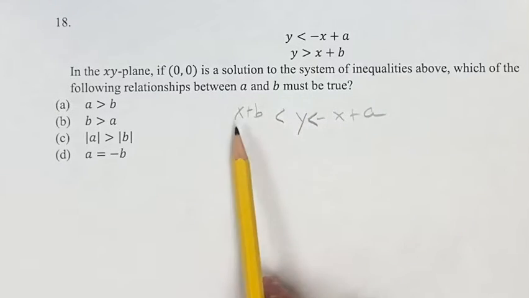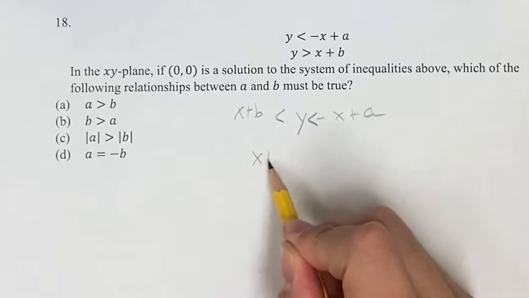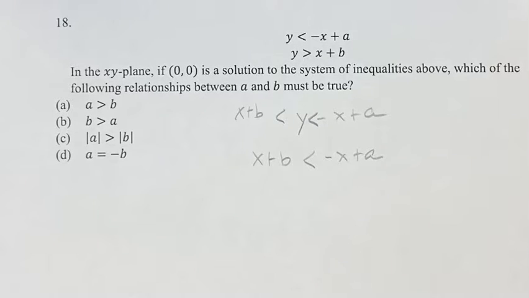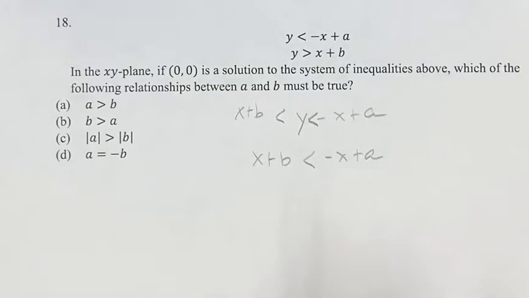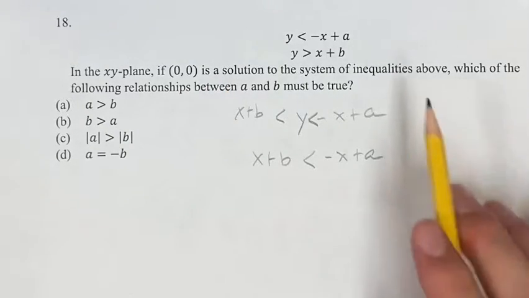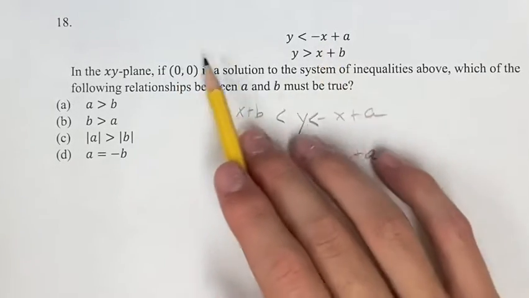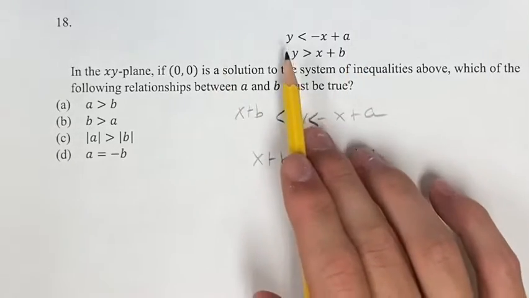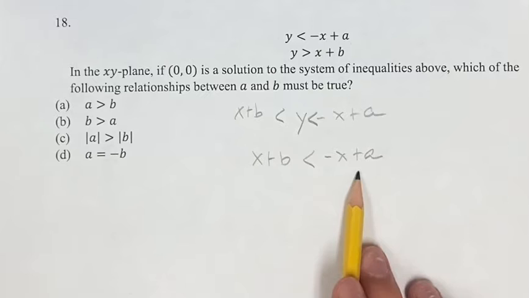So therefore, if x plus b is less than y is less than negative x plus a, then x plus b is less than negative x plus a. Okay. If 0, 0 is a solution to the system of inequalities above, that means when plugging in 0 for x and 0 for y, this inequality is true. Plugging in 0 for x, 0 for y, this inequality is true. Therefore, these two inequalities are true.